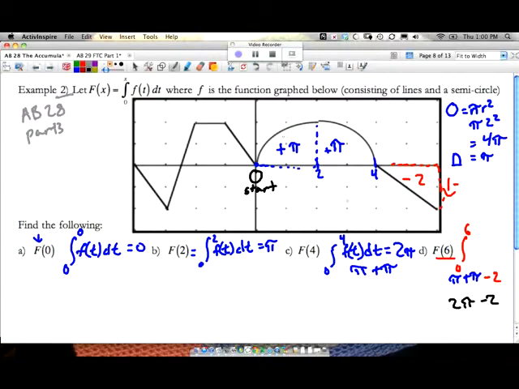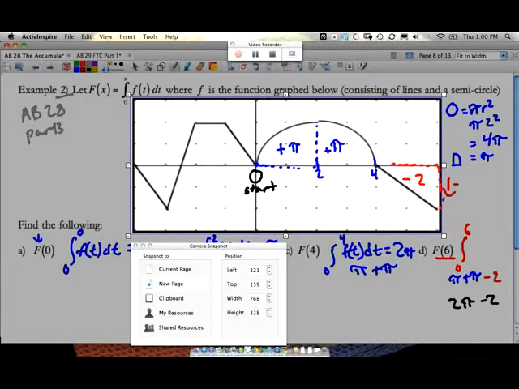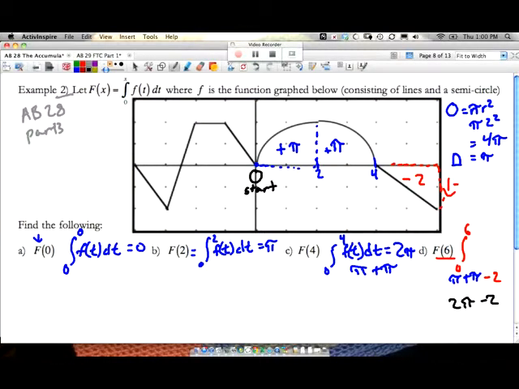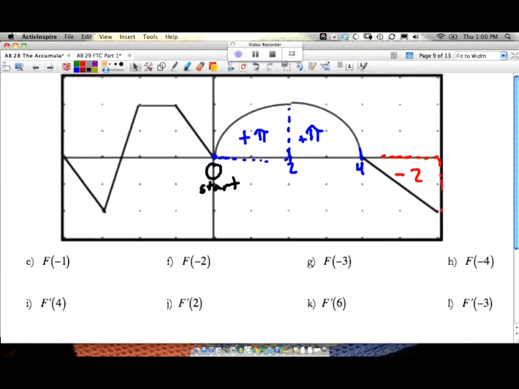Okay, so now let's take that information and go a little further with that. I'm going to take a snapshot of this. So let's clipboard that. We'll go to the next page here. I'm going to paste it to this page because we've already done some work, but we want to see some more values in here. Okay, f of negative 1.